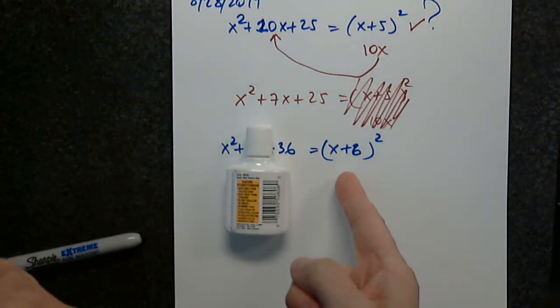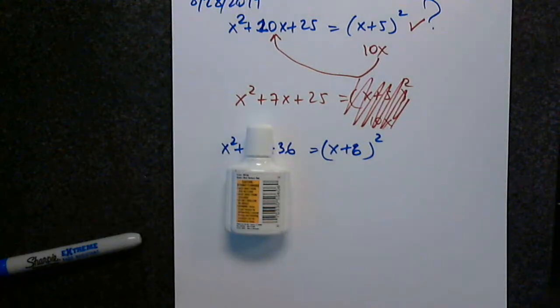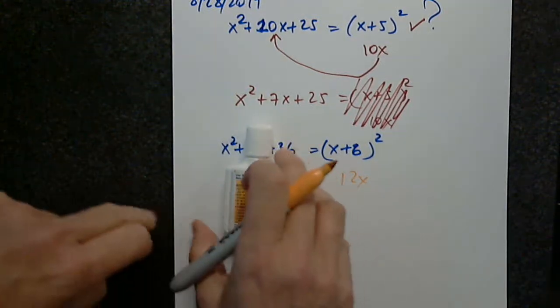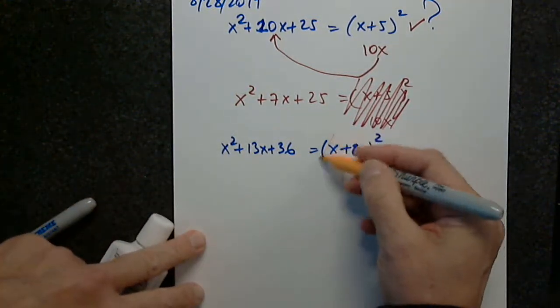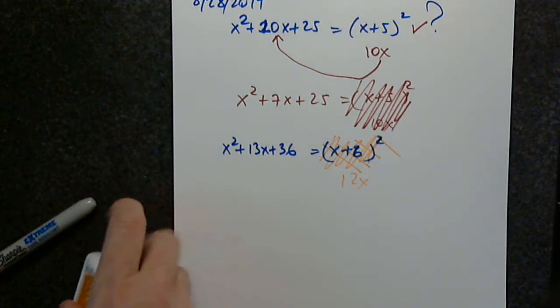What is the middle term here? 13. What is the middle term here? 12. Not just 12. 12x. Very good. Perfect. 12x. Is this 12x? So obviously this is not correct. So I have to try again.